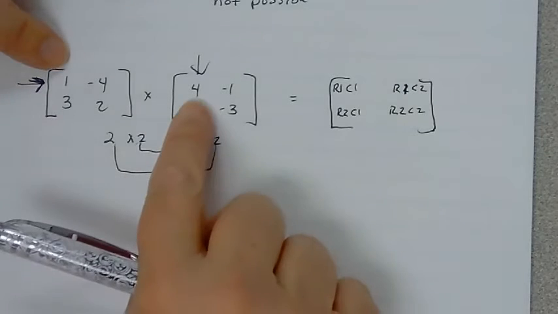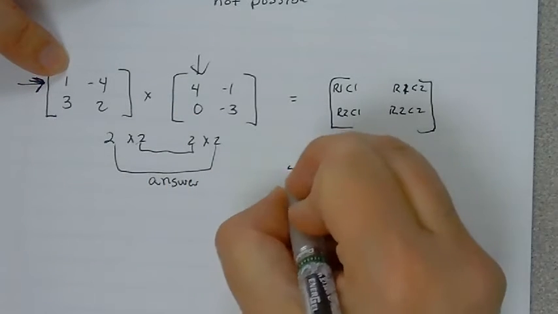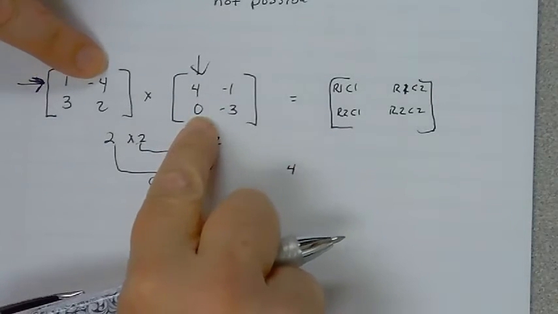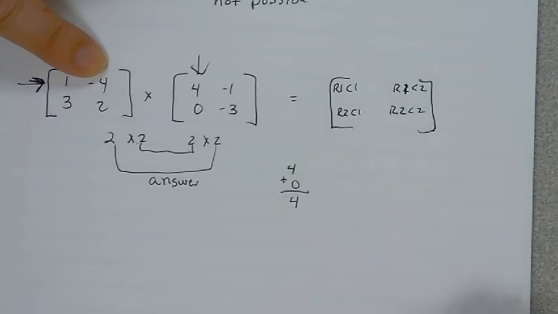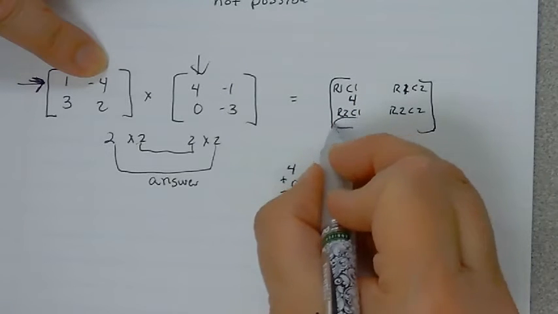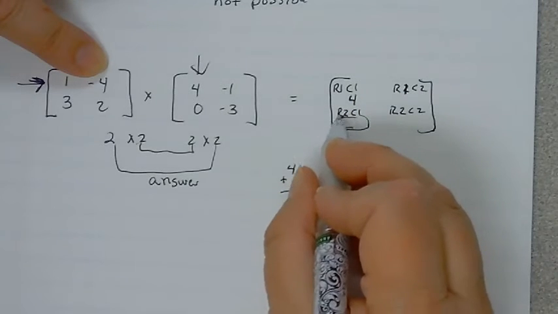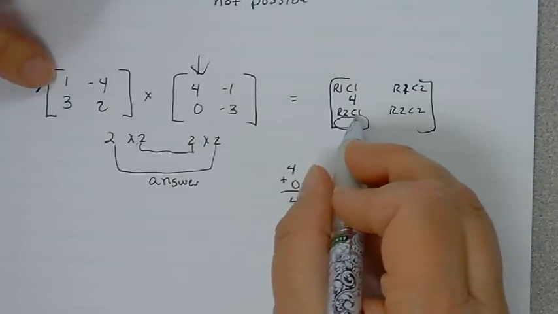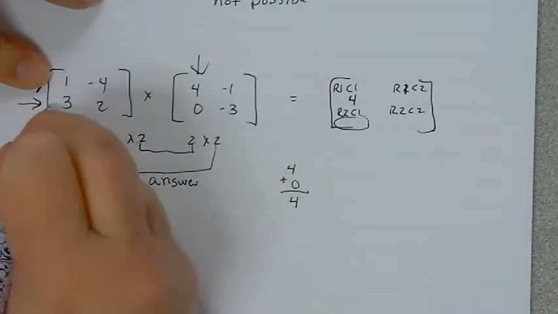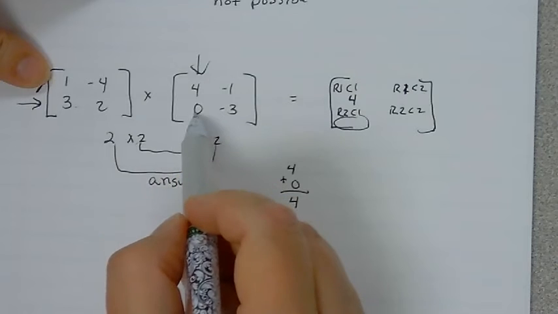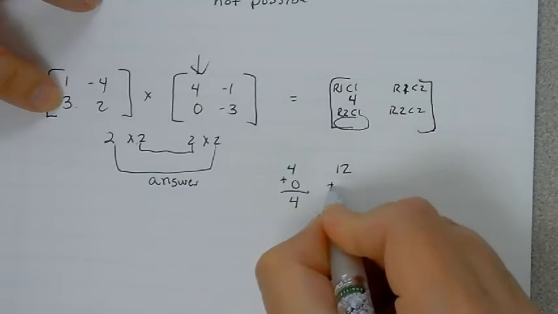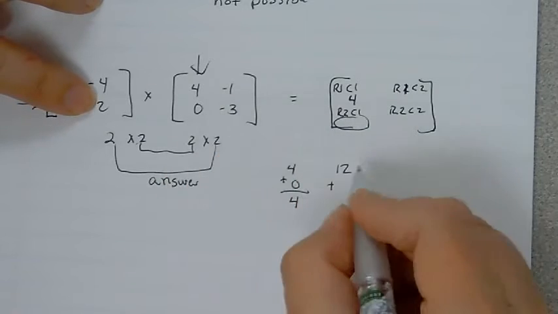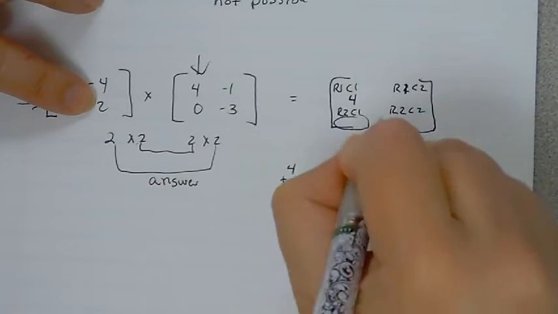So I'll start by multiplying. 1 times 4 is 4, and negative 4 times 0 is 0. And then we're going to add those two things together. So in this particular spot, I would have a 4. Okay, let's go find this spot right here now. This is going to use row 2 of the first one and column 1 of the second. So I'm going to take each spot here. 3 times 4 is 12, plus 2 times 0, which is 0. So in that spot, I'm going to put a 12.